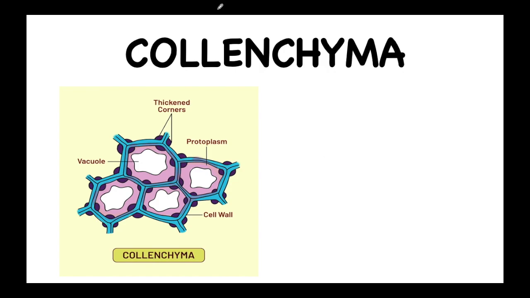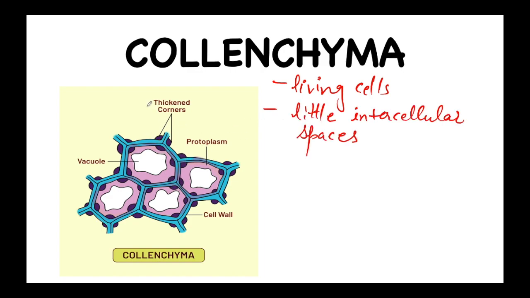Now come to collenchyma. So collenchyma tissues are also made up of living cells. They have very little intercellular spaces. And one more important feature, they have thickenings at the corners. Here is a way how you can remember this special feature in collenchyma. So here C for collenchyma and C for corner.